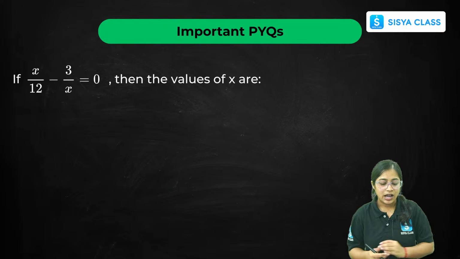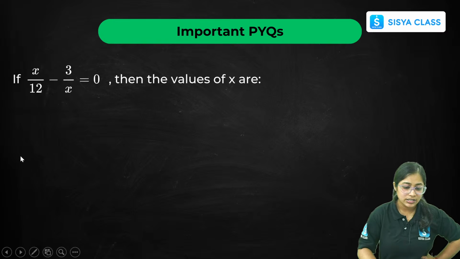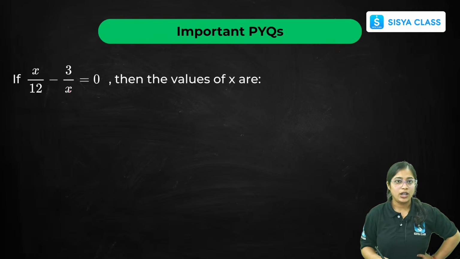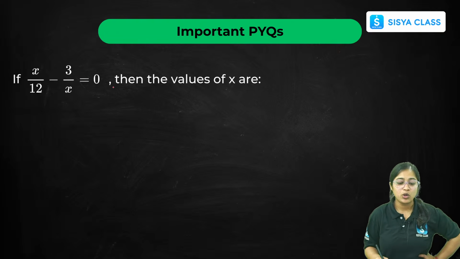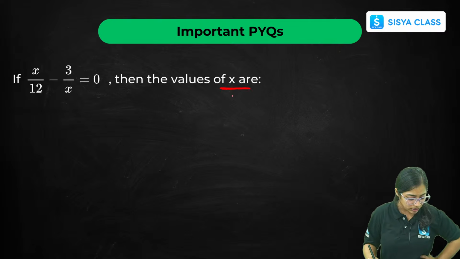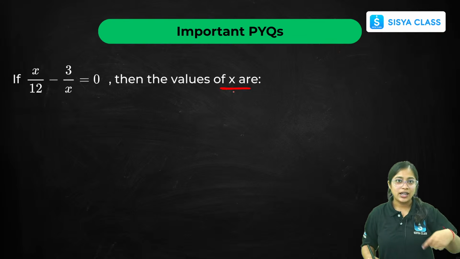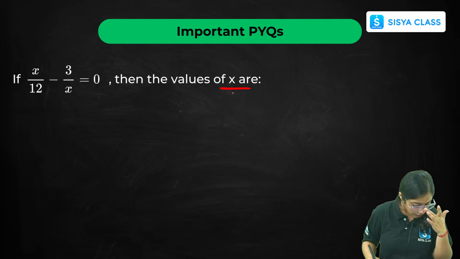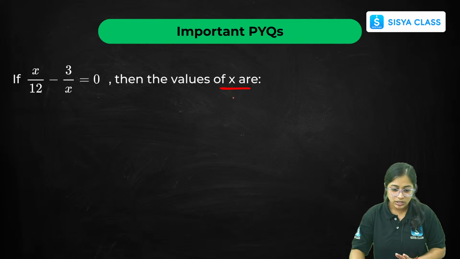So here we have the first question, that is if x upon 12 minus 3 upon x equal to 0, then what is the value of x, okay. So here to simplify this question, okay, so I am repeating it again.